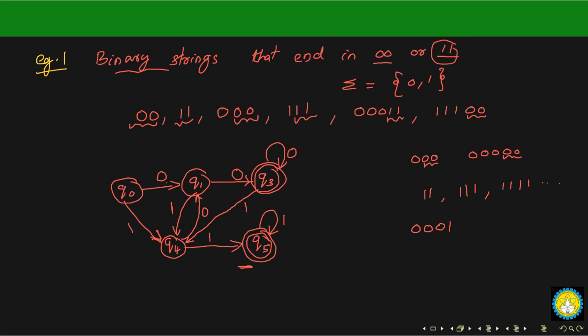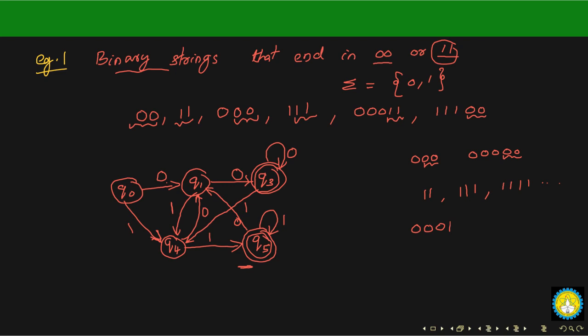Similarly, from Q5, if you're getting a 0, you can go to Q1. So this is the transition. If you're getting a 0, you go to Q1, hoping that you'll get one more 0 and you'll be in the final state. So I think our DFA is complete.